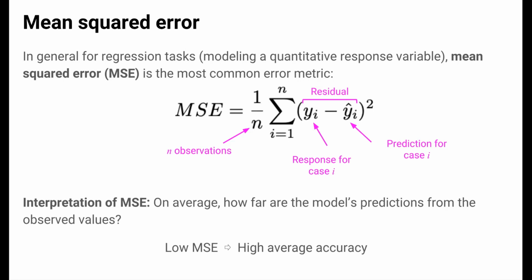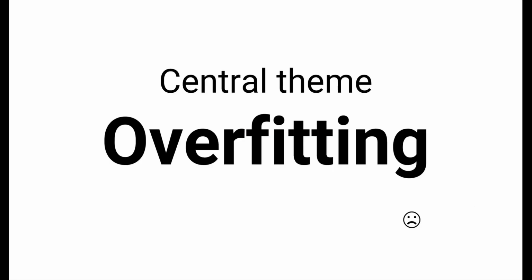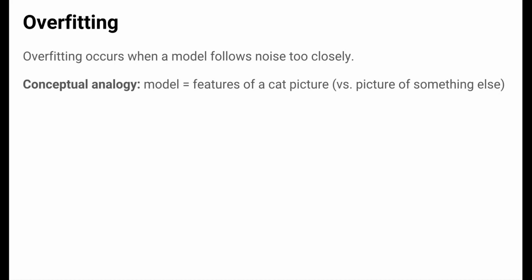Here's an idea. How about we keep trying different models on our data until we have high adjusted R-squared and low MSE? This idea is reasonable at first glance, but we run into a problem called overfitting. Overfitting and combating it are going to be central themes in this course. What is overfitting? Overfitting occurs when we build a model that treats noise as signal, when we build a model that follows the noise in the data too closely.